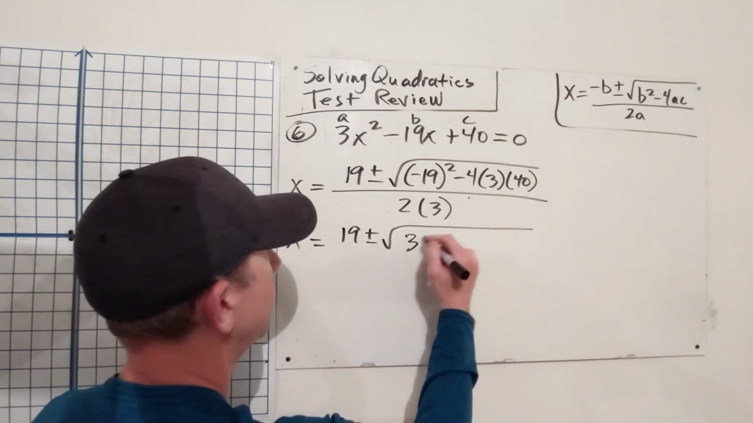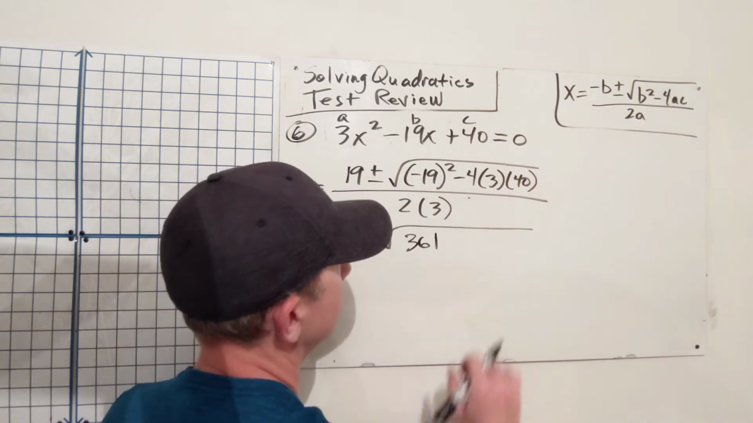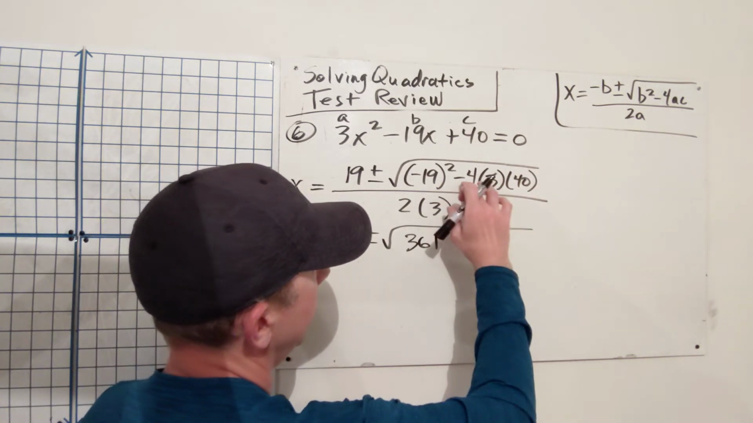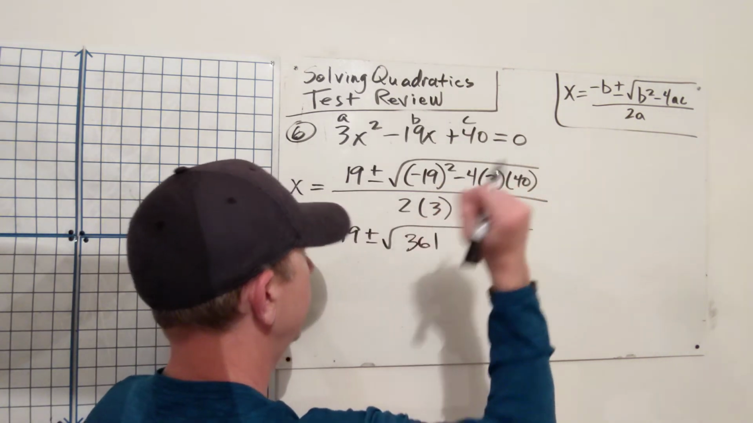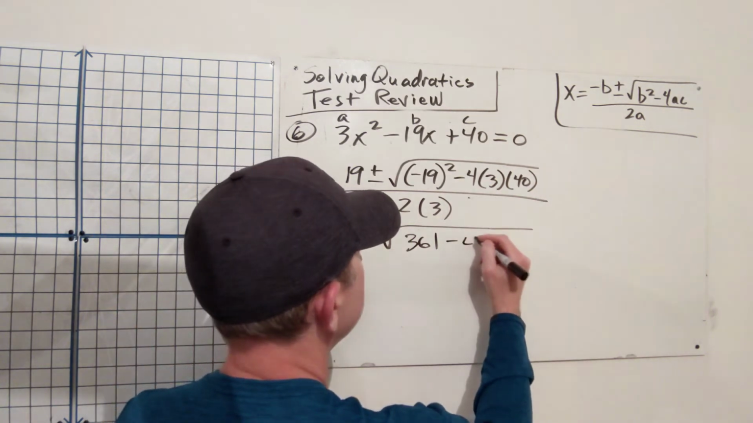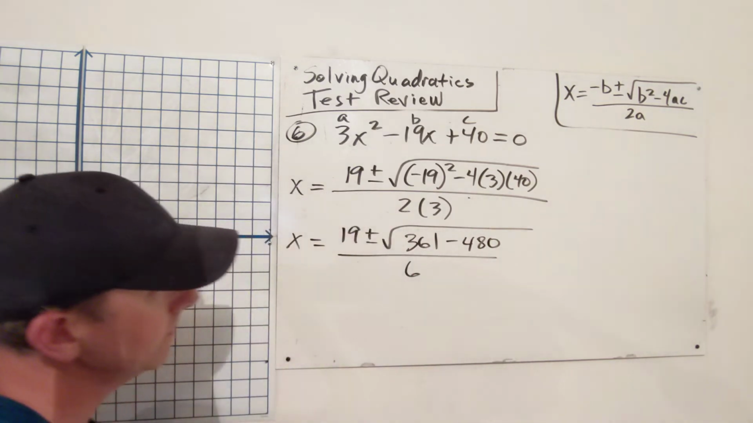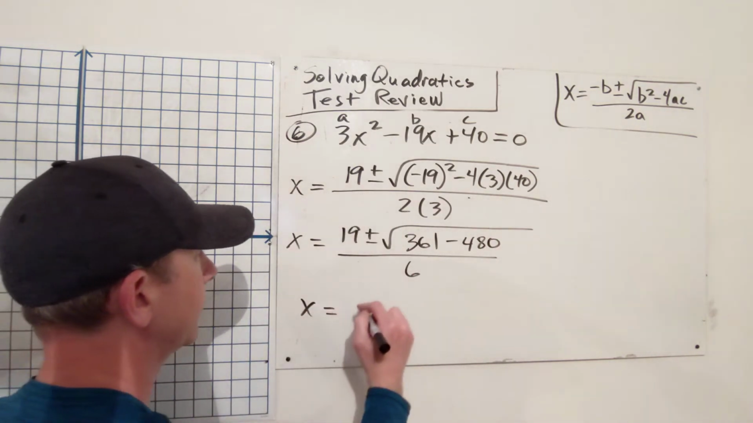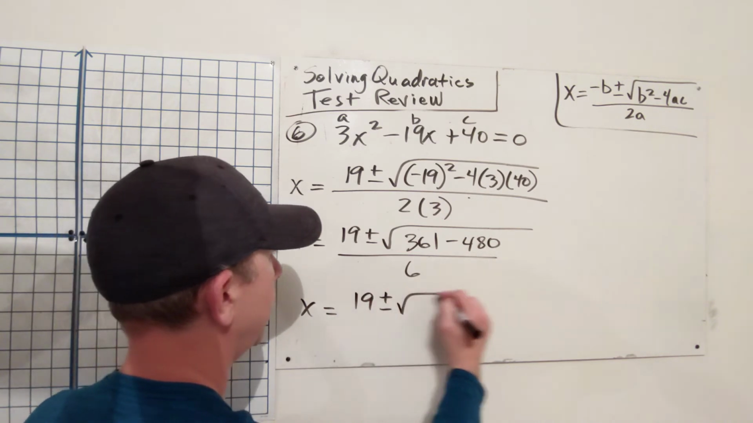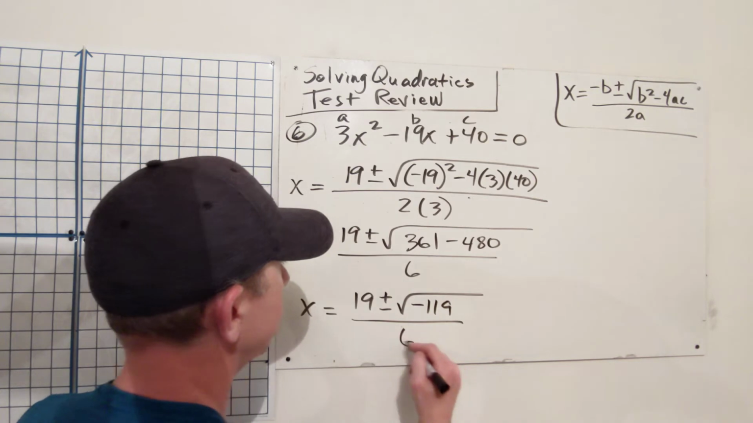We get 361. Now, this one, we get -4 times these, right? And so -4 times 3 is -12. You can take that times 40, you just work it out on your calculator, and we get minus 480, I believe, over 6. Okay? Now in this particular case, we keep going, so 19 plus and minus the square root. Now we get a negative 119 over 6.